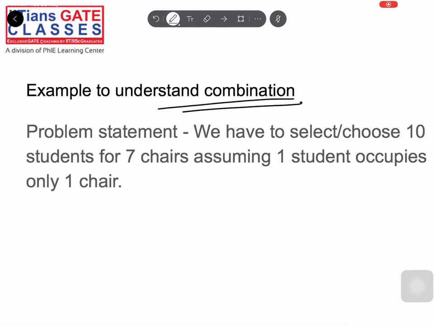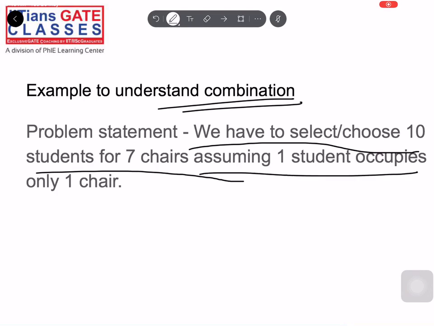Okay, so the problem statement is, we have to select or choose 10 students for 7 chairs, and the assumption that we are making is one student can occupy only one chair. That means more than one student cannot sit on a single chair. So we have 10 students, we have 7 chairs, and we have to select out of those 10 students which of the students will sit on 7 chairs. How many such possible ways are there for that particular selection?